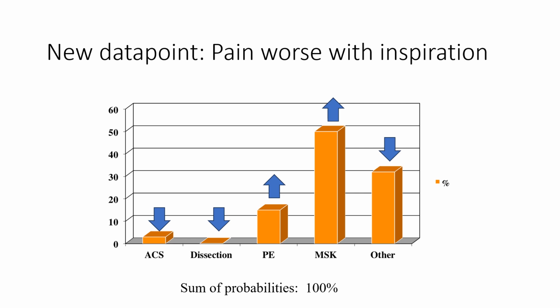It's not below the test threshold at all, and we have not gathered enough information to be below the test threshold yet at all. But that's just part of it, right? From that data point, it goes down. The dissection goes down as well. PE goes up, because something that could be PE is more likely to be PE with that. Musculoskeletal also, because that also hurts with inspiration, and other conditions may be going down, right?